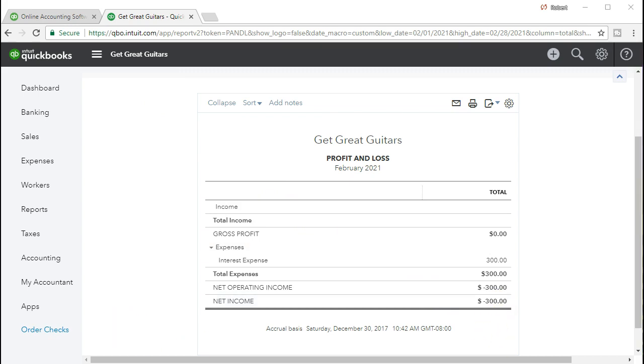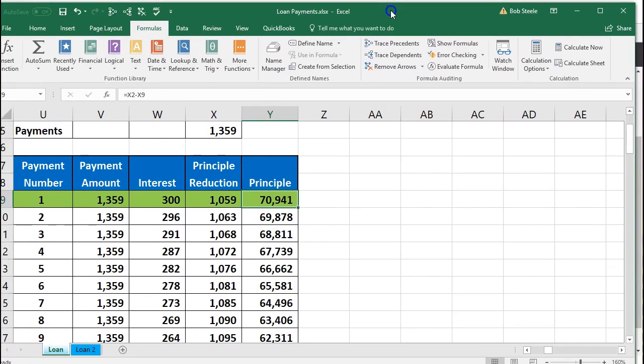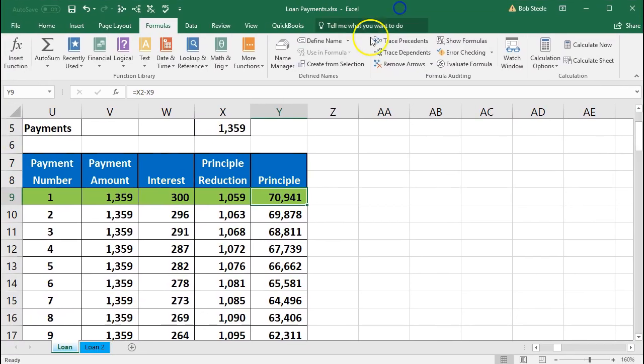Now we're going to do this one more time. In essence, we're just going to say that we're going to make another payment as of the end of the month. So we made a payment at the beginning of the month, and we're going to make another payment at the end.